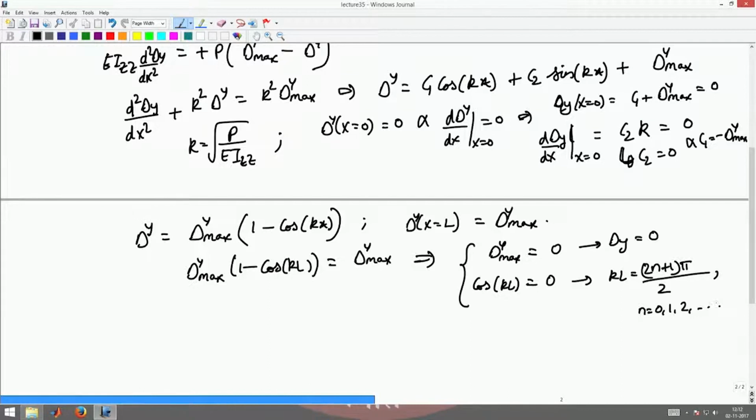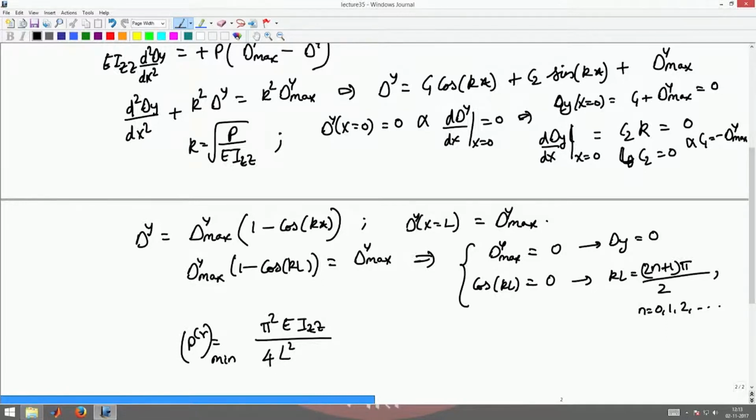Okay. Now, from here you get the condition that P critical minimum has to be pi square E Izz by 4 L square. Substituting n equal to 0, which is the first mode shape for this boundary problem, you find that the critical load for a cantilever beam is 1/4 the critical load of a simply supported beam. Okay. That is the observation.